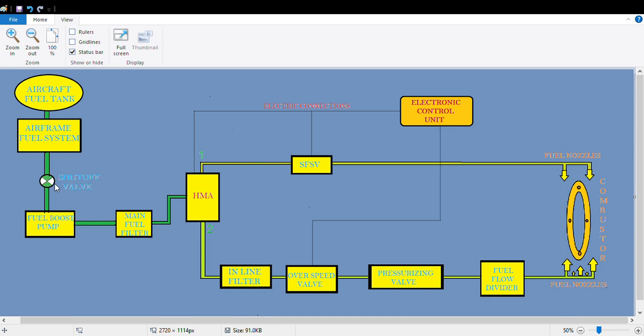The shutoff valve is electrically as well as manually controlled. It is used only in case of emergency to stop the fuel supply. Now come to the block diagram.